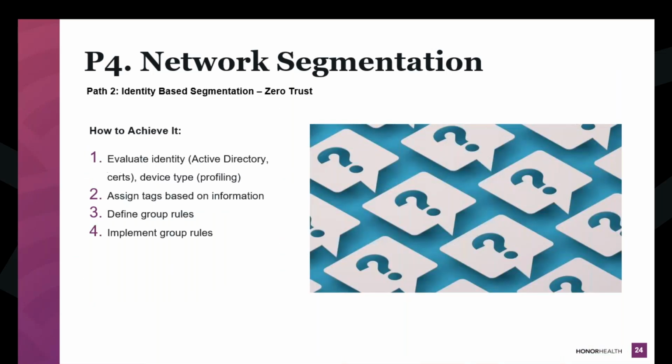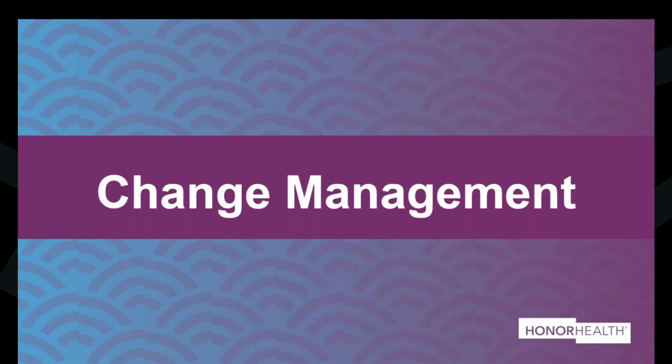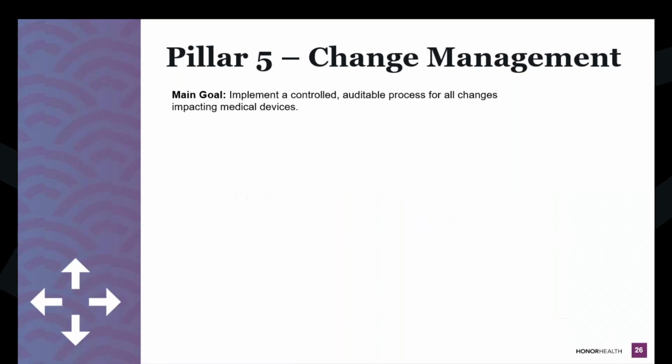Okay, if we're looking at identity-based segmentation, also known as zero trust, what we're looking for is a tool that will evaluate what this device is, right? It sees the device and asks, what are you? It might look at Active Directory, certs, and it does device profiling, and then it assigns tags, security group tags. Based on that information, you have to define the role network, and we'll define those groups, you implement those groups, and that's another way. So that's really zero trust in a nutshell. We're going to talk about it more after, I just gotta get through this.